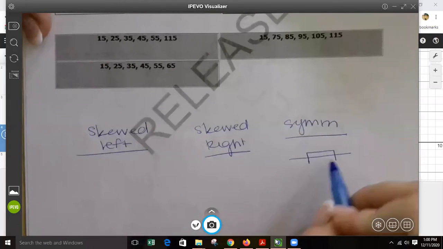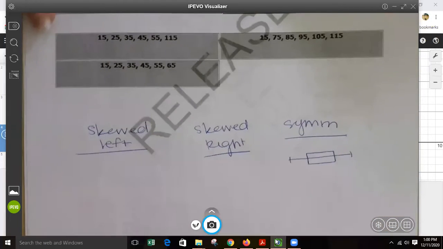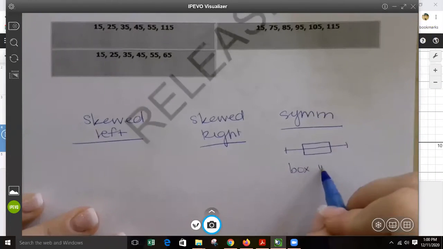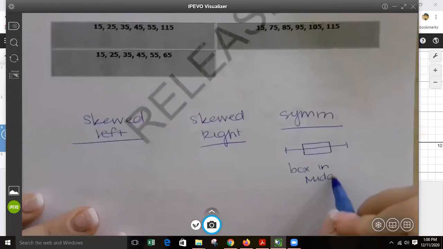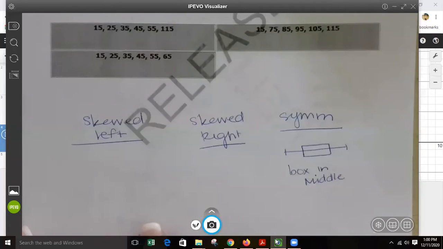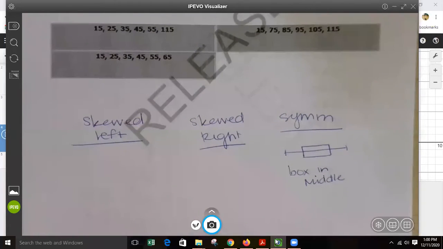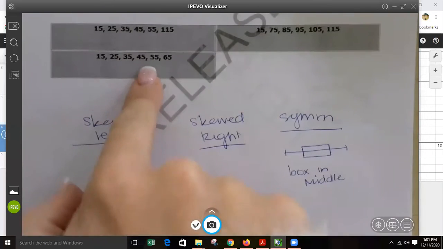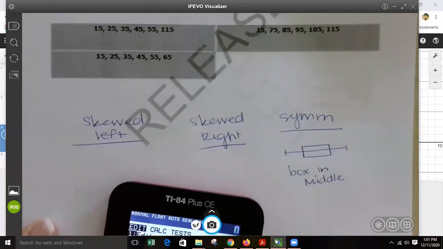Guys, remember we worked with box plots? Symmetric means that box is exactly in the middle. So I'm going to show you what these look like instead of making you pick it out. I'm going to show you what they look like. So the bottom one, this bottom set of data, I'm going to show you it. Here's how you would figure it out.